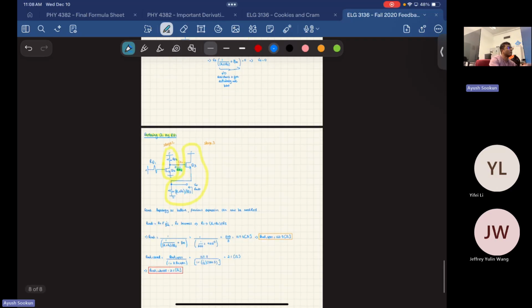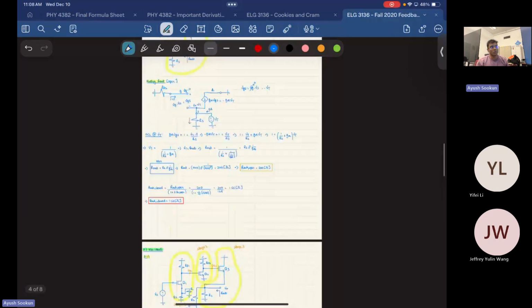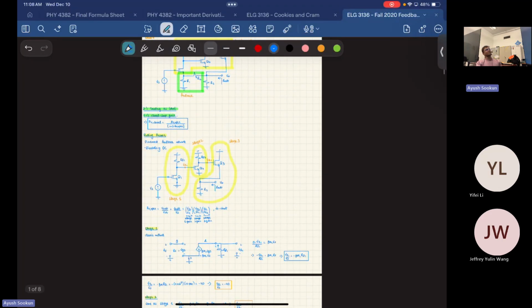Same topology as before. Previous expression can now be modified. So exactly, yeah? R out is RS parallel with 1 over GM, but RS is not RS anymore. It's R1 plus R2 parallel with RS, because you're considering the non-ideal feedback. And then you use your equation. So this is your R out open, and then your R out close is this. Yeah, so it's still a pretty small value. That's how you know you did it right. And this is this question. But this is how it's done.